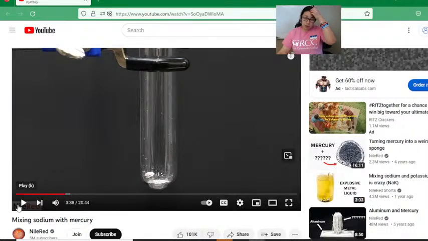Oh yeah, there's my criticism of this procedure. Notice that he started with mercury at the bottom and put sodium in. I would do the opposite. Put your sodium in and then squirt your mercury on top. And you'll see why. There's just a delay here.